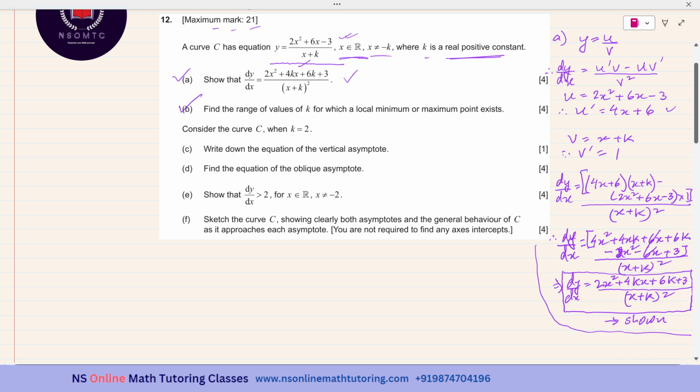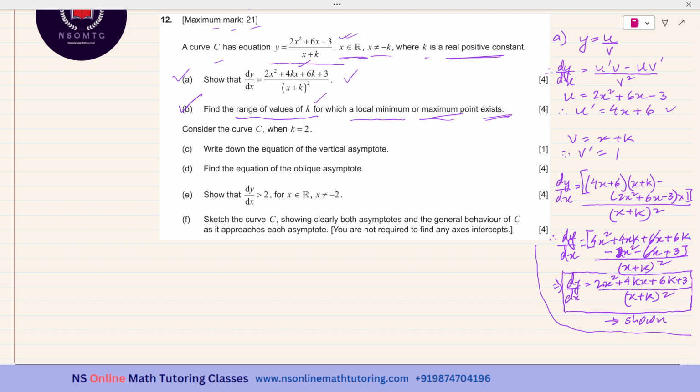Now subpart B. Find the range of values of k for which a local minimum or maximum point exists. That means the curve C can have a single local minimum point or a single local maximum point, or there may be both one local minimum and one local maximum point. We are not sure what will be the shape of the graph, but we have to give the range of values.